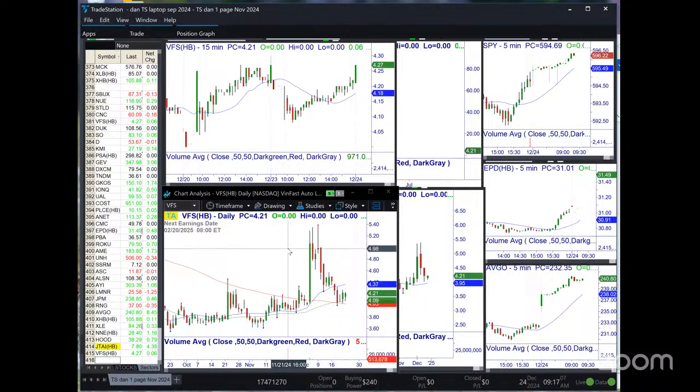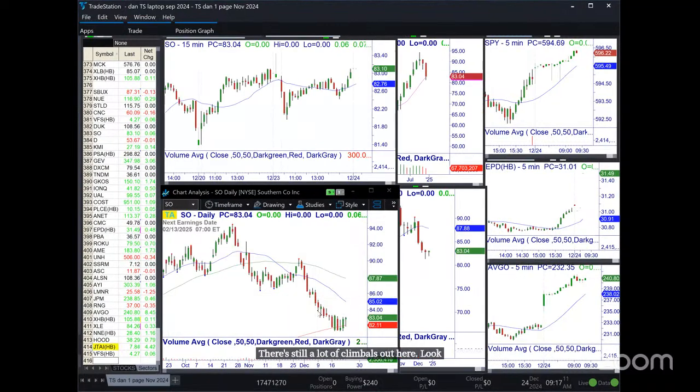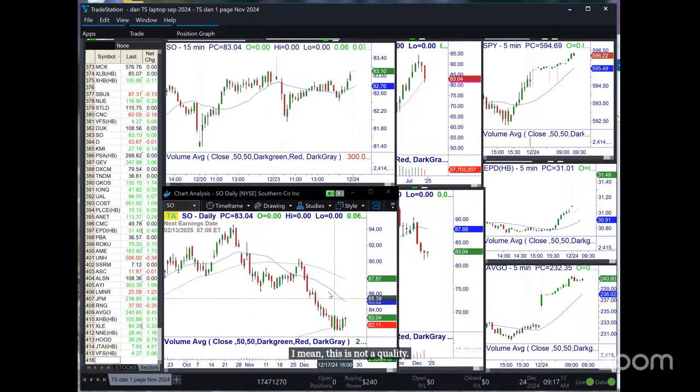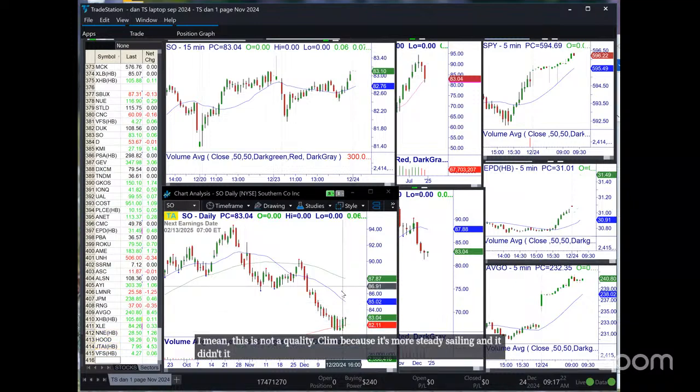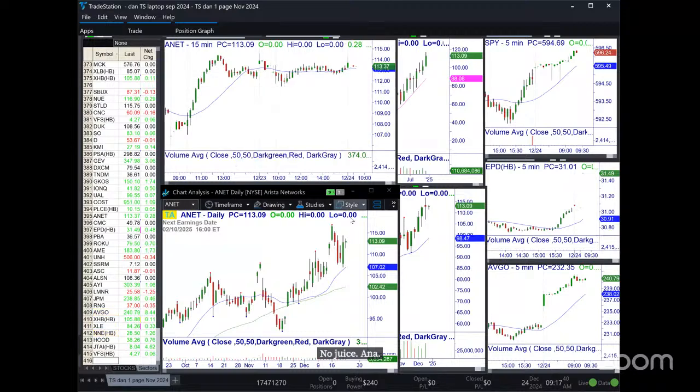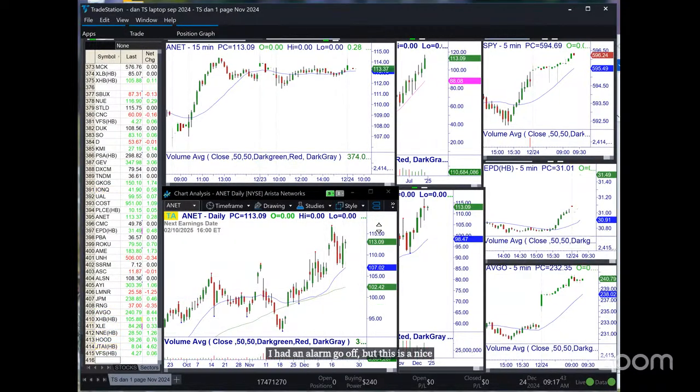There's still a lot of Climos out here. Look at SO here. I had a little alarm go off. This is not a quality Climo because it's more steady selling and it didn't escalate away from the 20. But regardless, I made a 6 bar turn here at 200. Would be a no-brainer put spread, but no juice. I had an alarm go off, but this is a nice 1, 2, 3 from a buy setup. I like that as a directional.